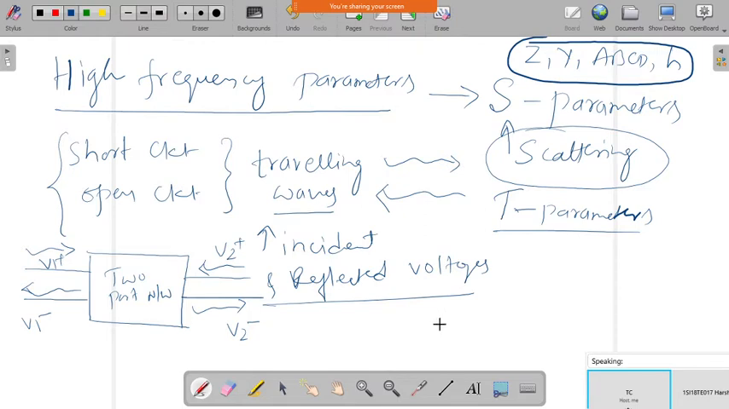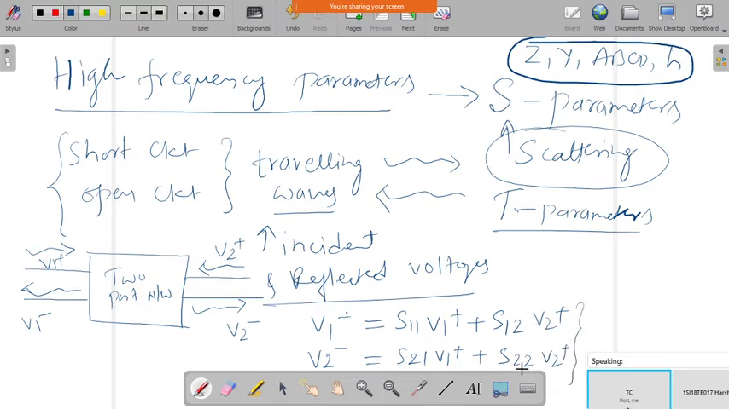So we can define it as, V1 minus is equal to S11 V1 plus plus S12 V2 plus, and similarly V2 minus is equal to S21 V1 plus plus S22 V2 plus. So these are the equations which describe the S parameters with respect to the incident and reflected voltages. Now we can define what each and every parameter actually determines.